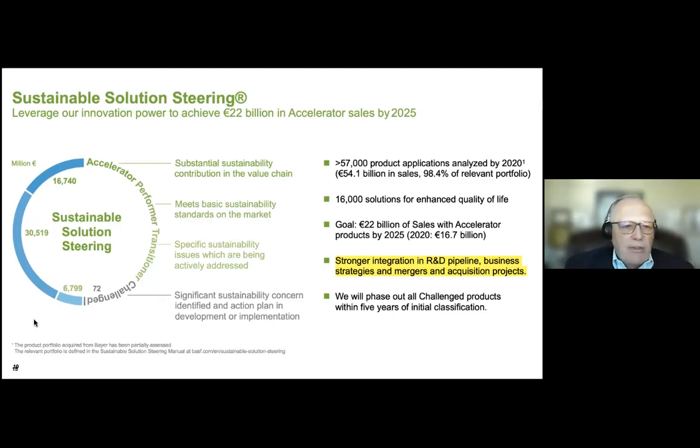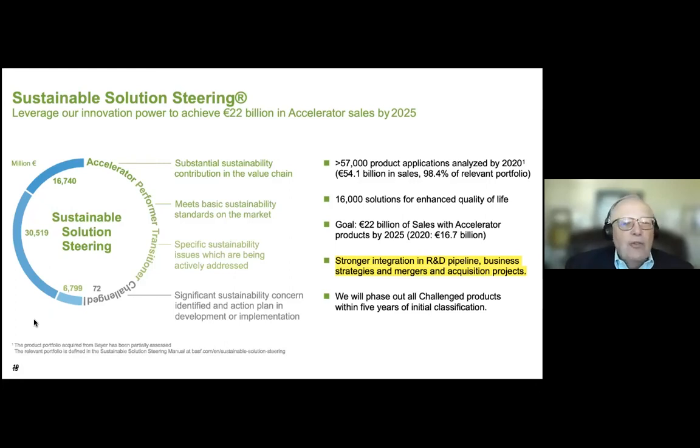And so we have accelerators, and these are products that have some substantial contribution in the value chain. The second group are performers, which is really the biggest group. These might be global commodities where BASF maybe does not have any kind of unique position. There are no red flags from a regulatory or a health and safety standpoint, but they're very important parts of the value chain, and so they're called performers.